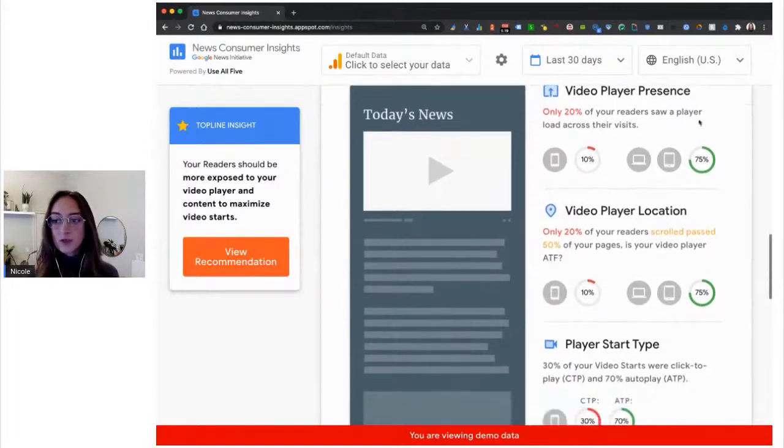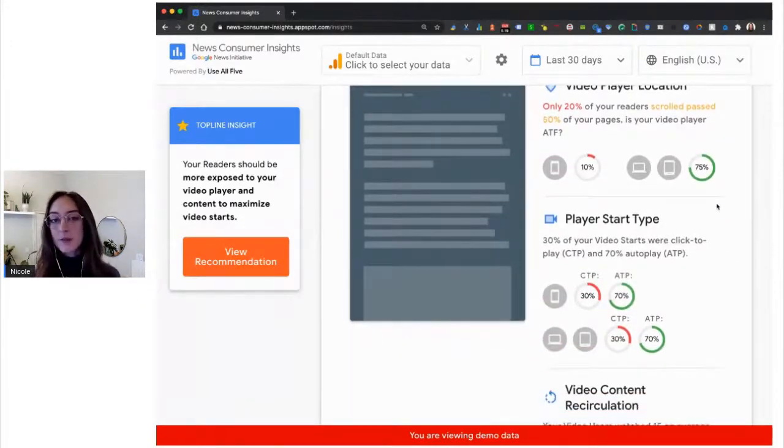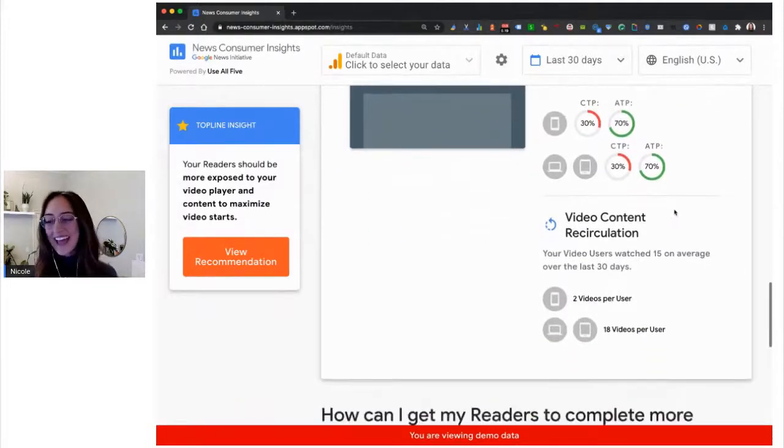And so what it'll show you is how many readers a player is loading across their visits, who are scrolling past your pages. Is your video player above the fold or below the fold? Something to keep in mind as you continue to work through all of this. Your click to play rates versus your autoplay rates, and then your video content recirculation. And so how many videos per user based off of mobile and tablet. And then when you come over here to the left-hand side, we'll see that top line insight again. So more readers should be exposed to video player and content to maximize video starts.